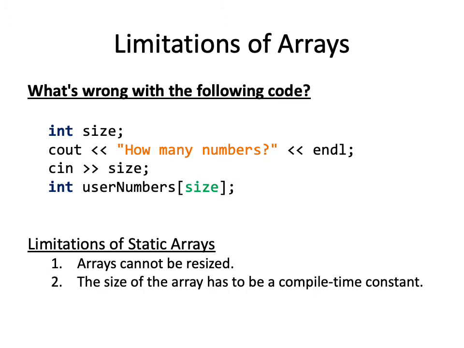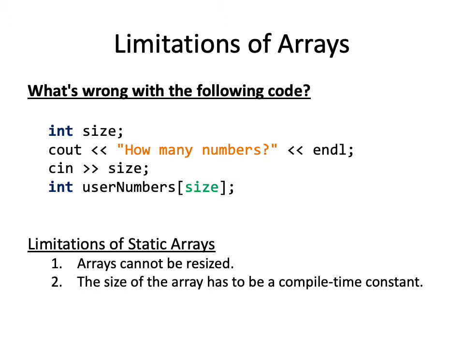But second, the size of the array has to be a compile time constant. So when I declare an array of integers called user numbers, then in brackets I have to have a size. I could either put a number like 20 or 200, or I could declare a constant variable like const int length equals 400 above that, and then say int user numbers length, where length is a compile time constant.